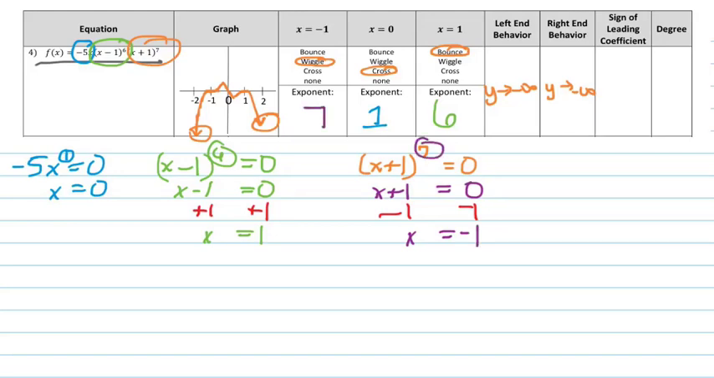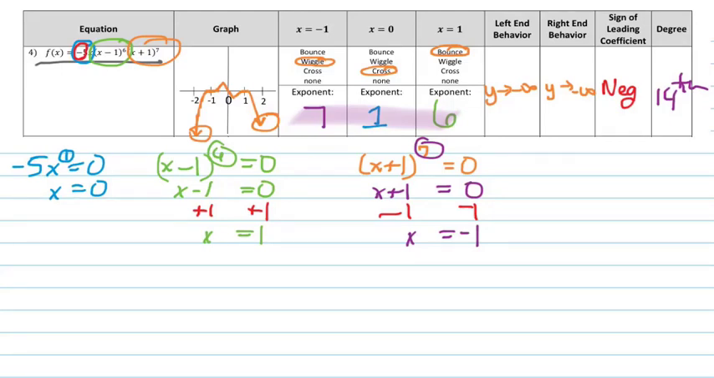And so now, if I add these three numbers, that's what's going to determine my degree. 7 plus 1 is 8. 8 plus 6 is 14. So this is the 14th degree. The sign of the leading coefficient. So that means I'm coming back over here. I'm looking at the number in front, and it was negative. And so the sign of the leading coefficient is negative.